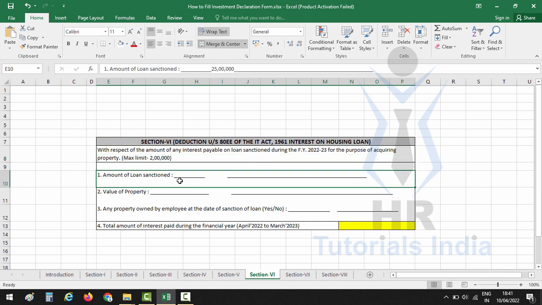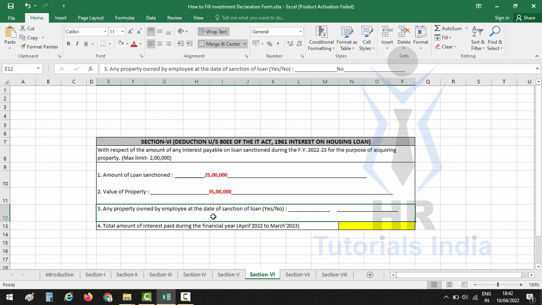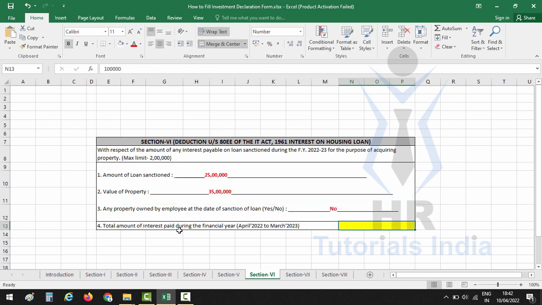Amount of loan sanctioned is 25 lakhs. Value of the property is 35 lakhs. Any property owned by the employee at the time of sanction of the loan, yes or no? No. Total amount of interest paid during the financial year April 22-23 is 1 lakh. So dear friends, we have filled the minimum information required under section 6, that is interest on housing loan. Now let's move on to section 7.